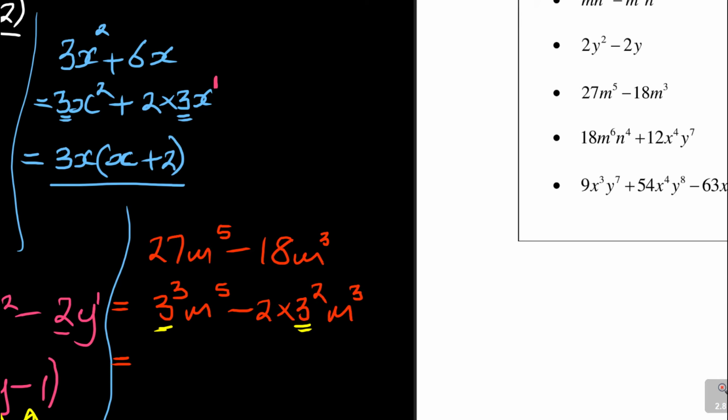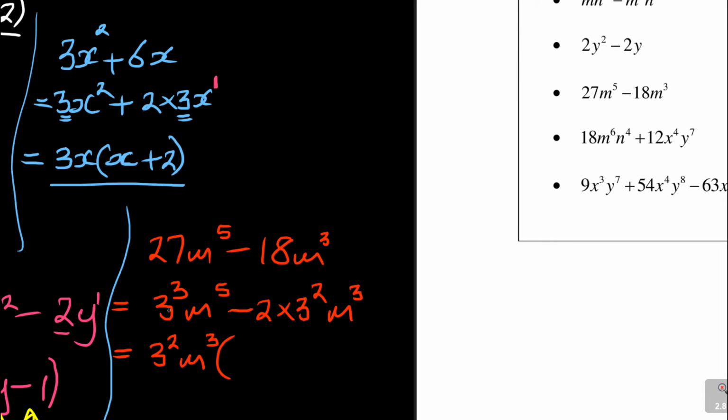That's what you're going to take out. So on the 3, you're going to have 3 squared. Okay, and then look at the m again. m is common there, but the smaller power is what? m to the power of 3. See that? m to the power of 3, so it's m to the power of 3 bracket. Now what are you doing actually?